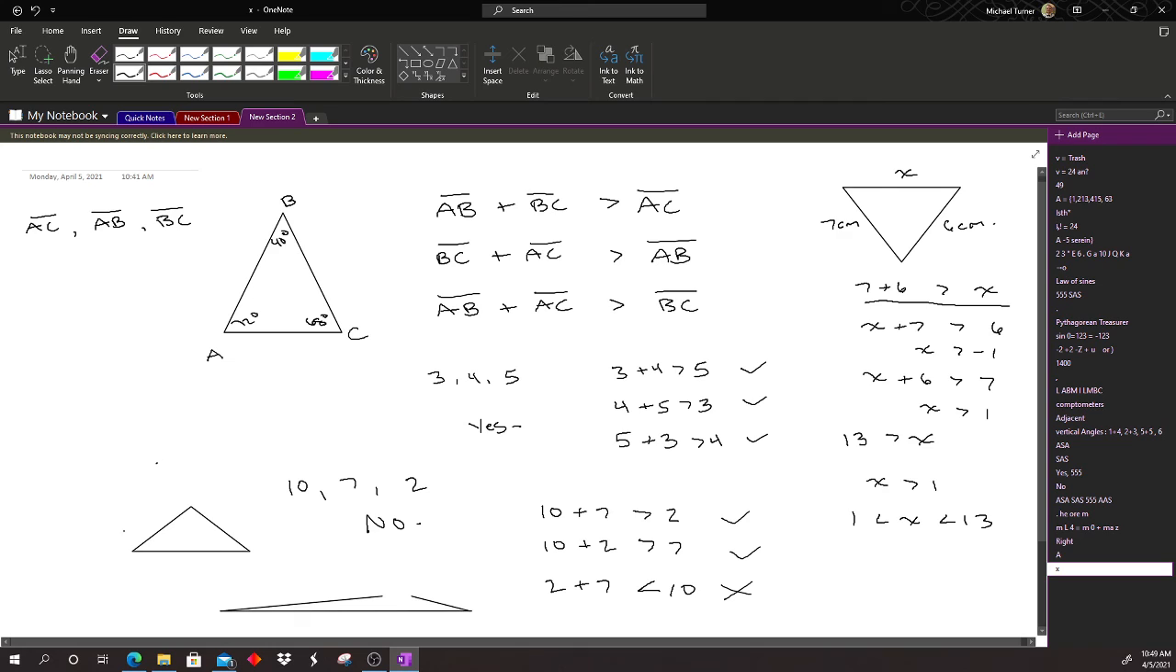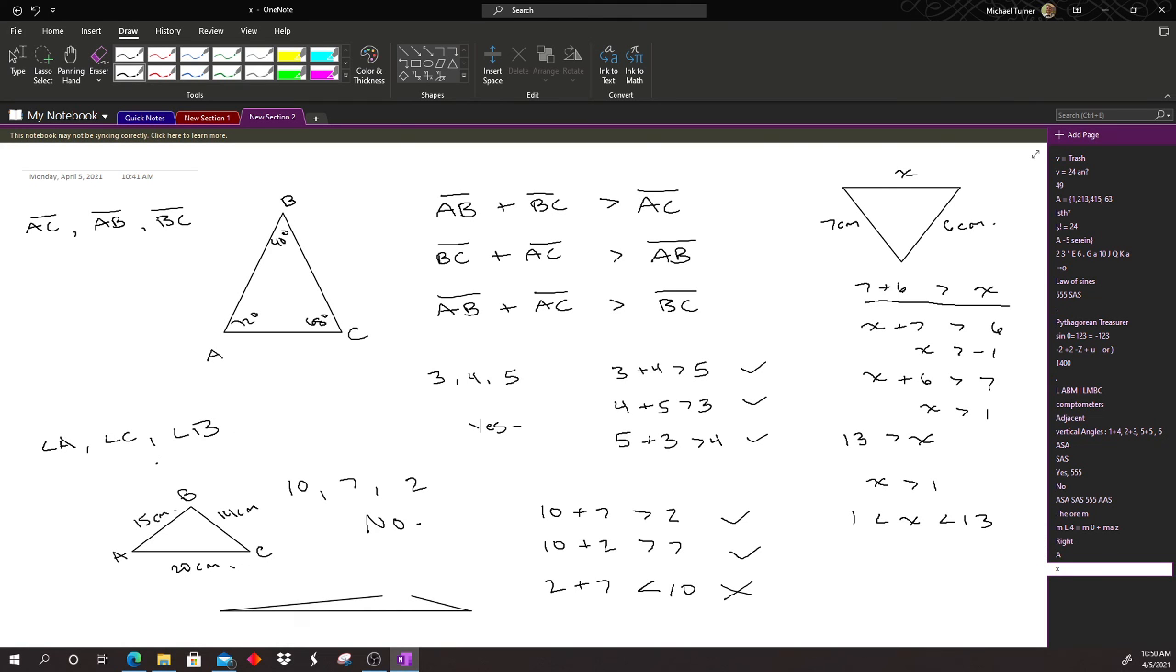side lengths. So let's say, we'll call it ABC, and let's say AC is 14 centimeters, AB is 15 centimeters, and BC is 20 centimeters. I could also ask you to put the angles in order. Shortest angle, or smallest angle, is opposite the shortest side. So from smallest to biggest then, it would go angle A, and then angle C, and then angle B. So shortest side, shortest angle, longest side, longest angle.